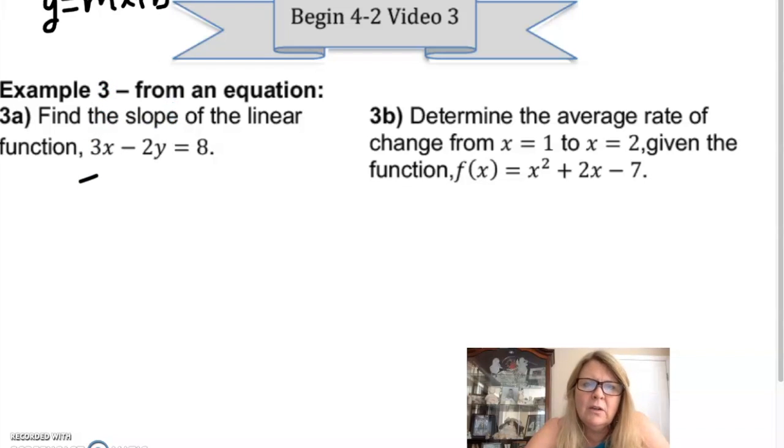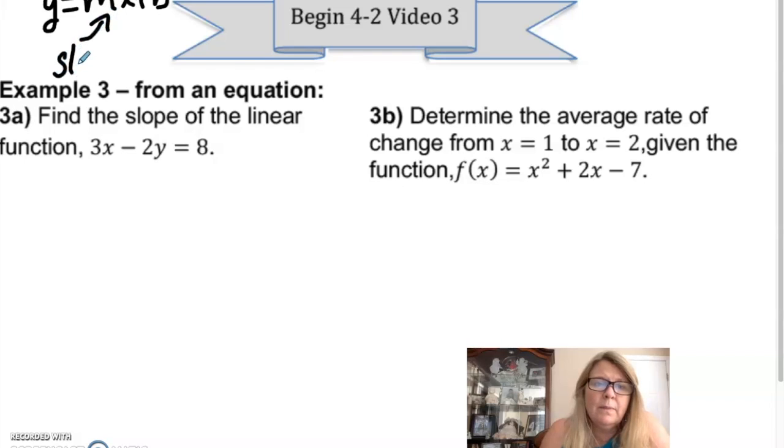For the slope of a linear function, we want to remember the slope-intercept form. This one is not in slope-intercept form. So if we take a few minutes and put this in slope-intercept form, if you will recall, then the m is my slope and the b is the y-intercept. So if I can just get this in slope-intercept form, I don't have to do any calculations because the rate of change is always the same on those.